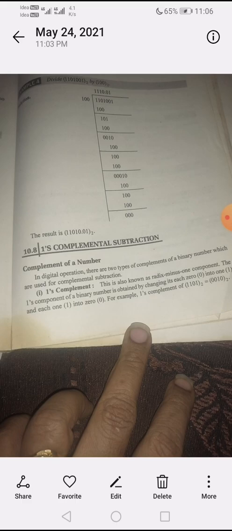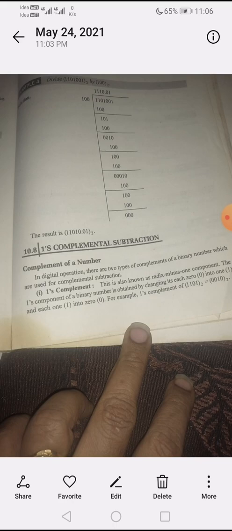In digital operations there are two types of complements of a binary number, which are used for complemental subtraction. For complemental subtraction we are using two methods, that is one's complement and two's complement. So what is one's complement?